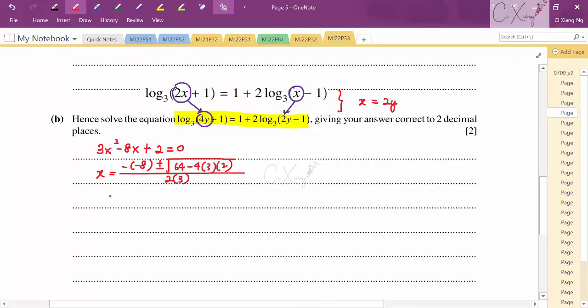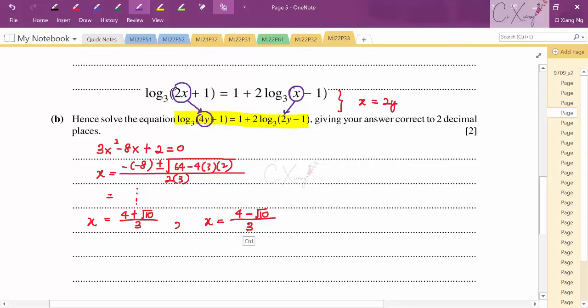If I simplify everything, eventually I will have two answers, where x can be equal to (4 plus square root 10) divided by 3, and also x can be equal to (4 minus square root 10) divided by 3. After I get the value of x, I can continue later to get the value for y. But before that, I want to double check all my answers first. So x equals (4 plus square root 10) over 3 is a positive value. When I substitute it into my original equation, nothing is wrong with it. So the equation is still correct.